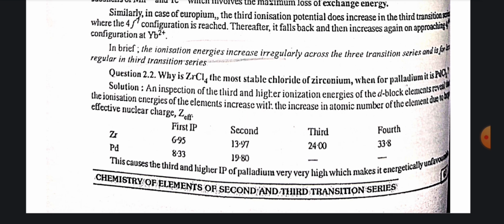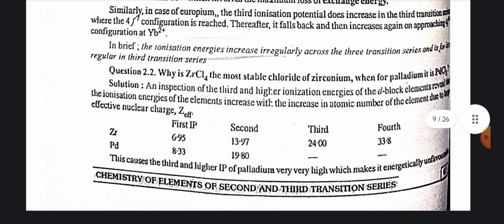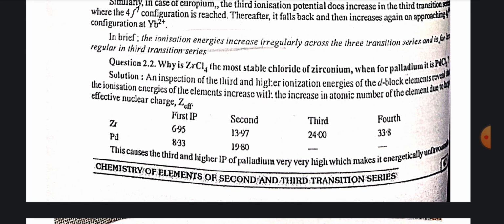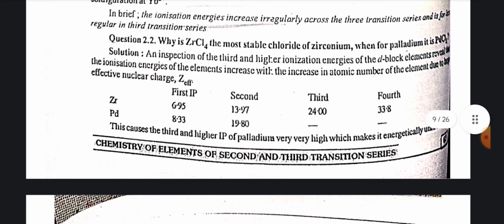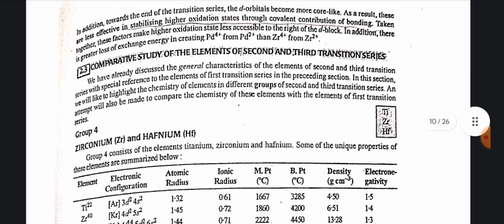ionization potential does increase in the third transition series where the 4f7 configuration is reached. Thereafter, it falls back and then increases again on approaching the configuration at Yb2+. In brief, the ionization energies increase irregularly across the three transition series and are far less regular in the third transition series.